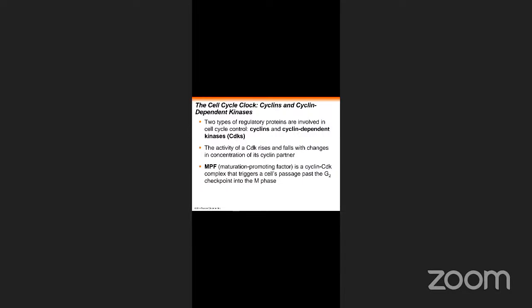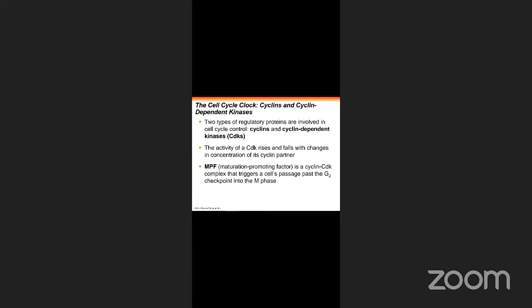There are two types of regulatory proteins, cyclins and cyclin dependent kinases. The activity of cyclin dependent kinases rises and falls as the concentration of its cyclin partner changes. That means if the cyclin concentration changes, then the cyclin dependent kinase activity also will change. Okay. And here you have maturation promoting factor, which is a cyclin CDK complex that triggers the cell to pass the G2 checkpoint into the M phase.